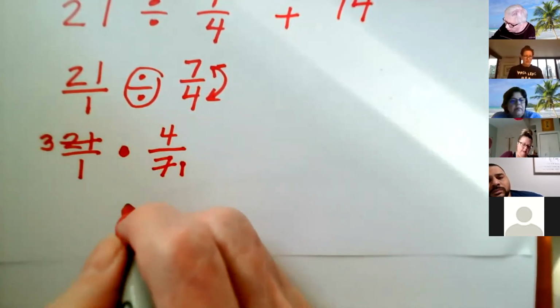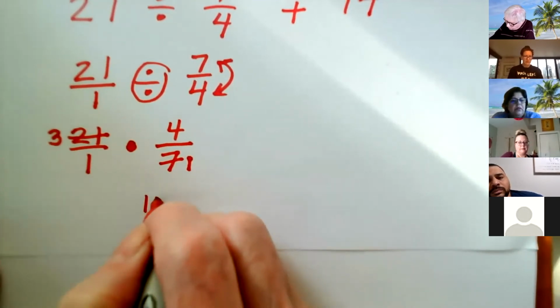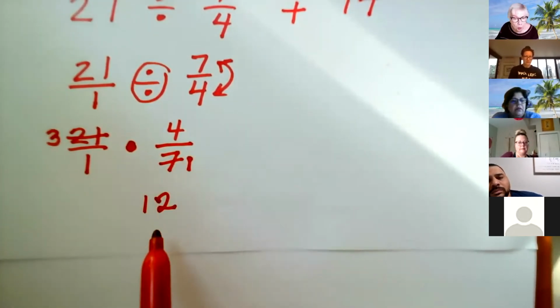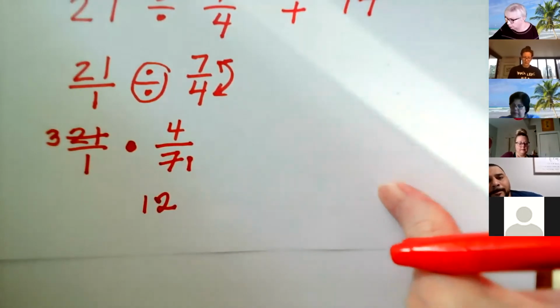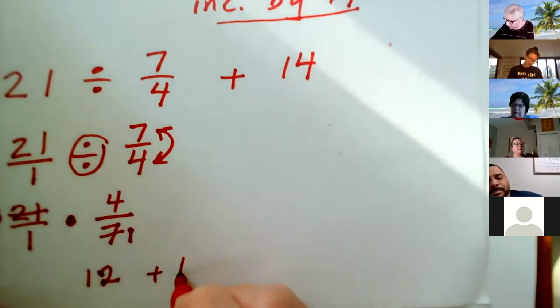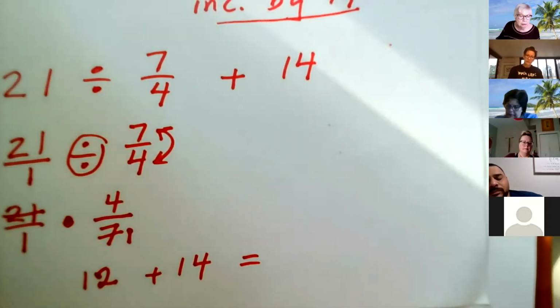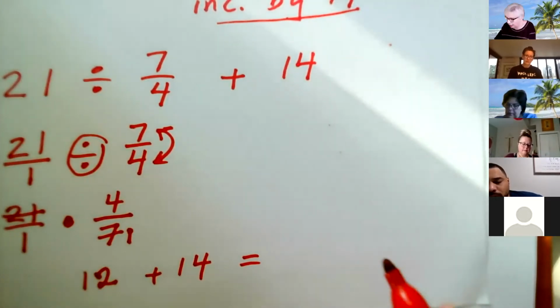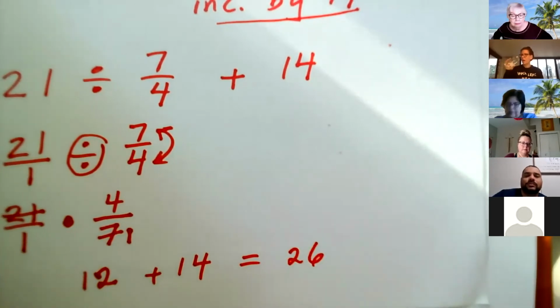3 times 4 is 12. Over 1 is 12. I don't think I need to write over 1 at this point. And now I better add my 14, which I didn't forget. Sometimes I forget. This is 26. How is that?